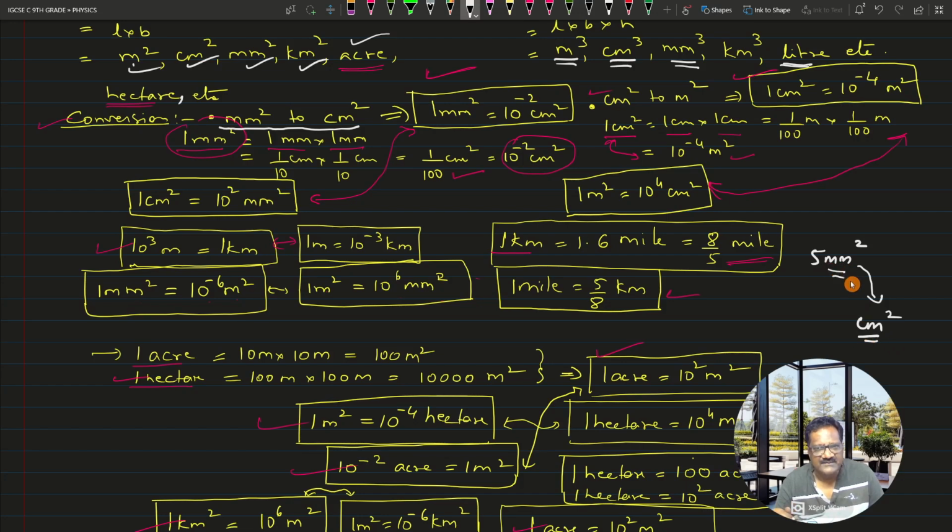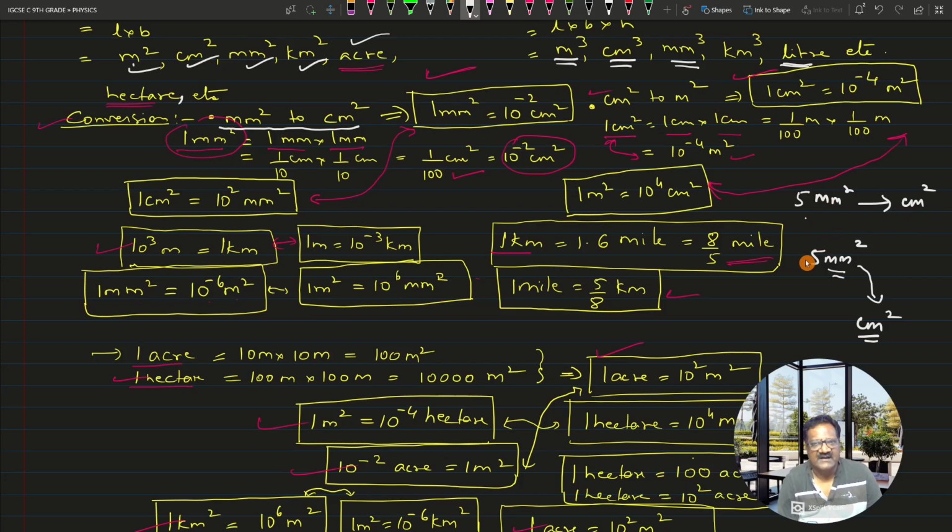Now millimeter square and centimeter square both are units of area, but millimeter square is a smaller unit than centimeter square. Anyway, if you want to convert millimeter square into centimeter square, you will write millimeter square, arrow, centimeter square. Now how are you going to start? How much millimeter square do you want to convert? I want to convert 5 millimeter square into centimeter square.